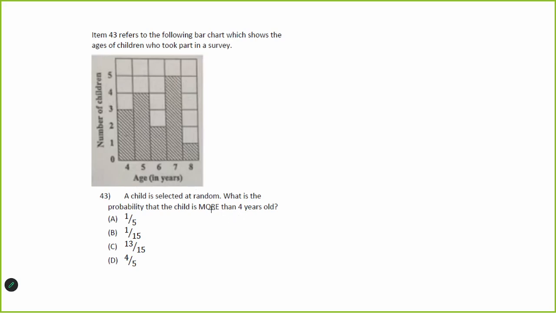The child is more than 4 years old. So this would be the rest of them. This is 4, this is 2, this is 5, and this is 1. 5, 6, 7, 8. That's 12 out of 15. 12 plus 3 is 15, so it will be 12 out of 15.